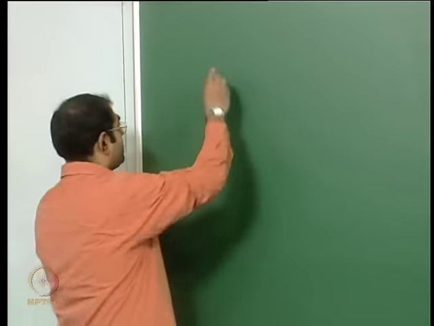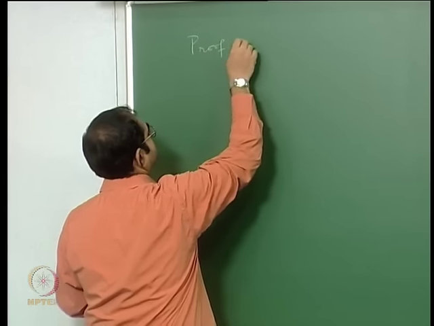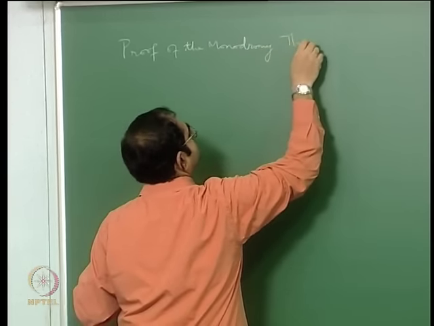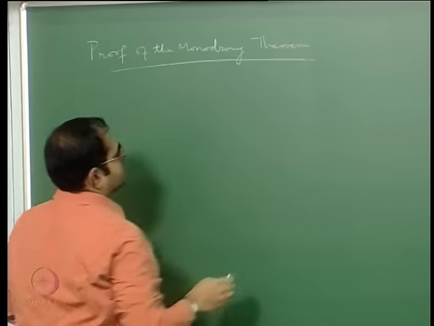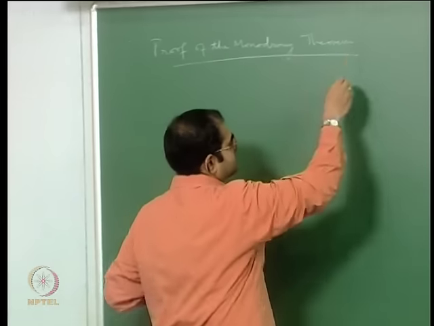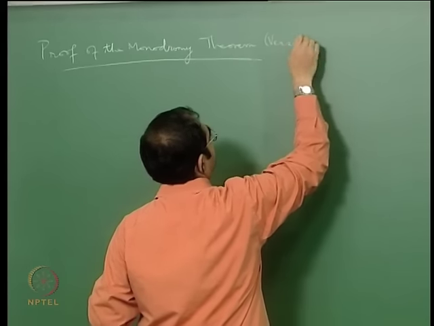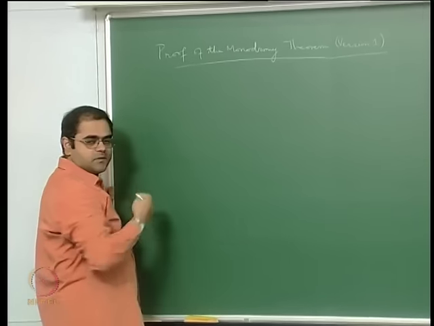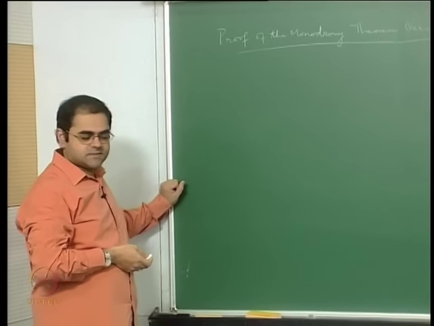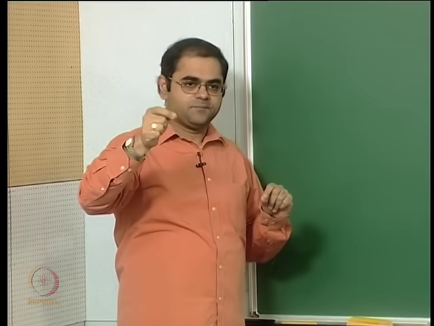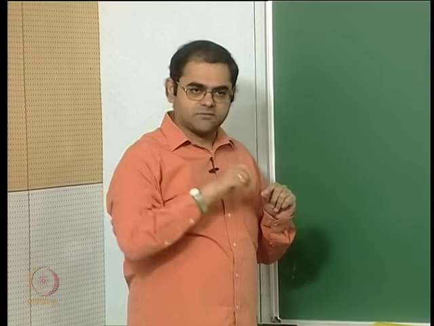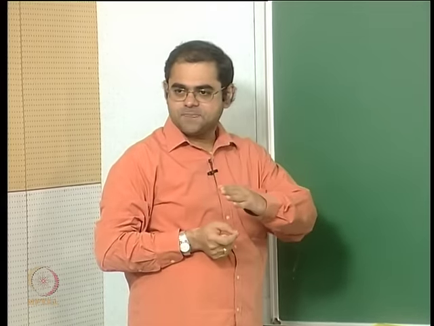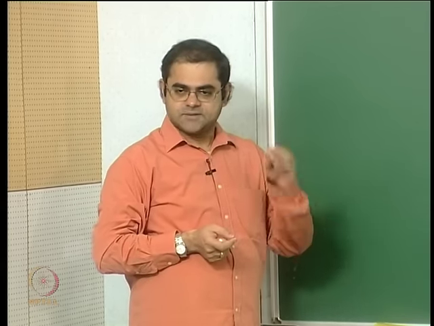So I begin with, let me put the title as proof of the monodromy theorem. This is version 1. That is what I am going to prove. So we begin with a lemma, and what this lemma says is the following. Suppose you have a path along which you can do analytic continuation of a given function at the starting point of the path. Then for all sufficiently nearby paths, analytic continuations will exist for the same function.